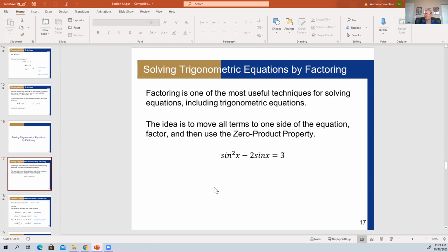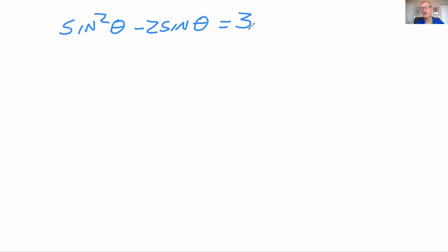We have sine squared of x minus 2 sine of x equals 3. Okay, and so let me write this one up here. Instead of using x, I'm going to use theta. I like to use theta for the angles in these calculations, but you'll see I don't have any control on what variables WebAssign uses, or the book.